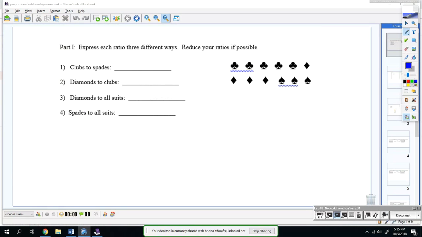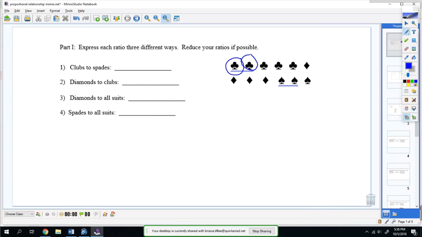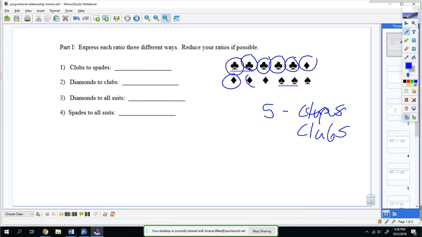So first off, what I'm going to do is figure out how many clubs and spades there are. So 1, 2, 3, 4, 5 clubs. 1, 2, 3, 4 diamonds. And then 3 spades. So there's a total of 12.